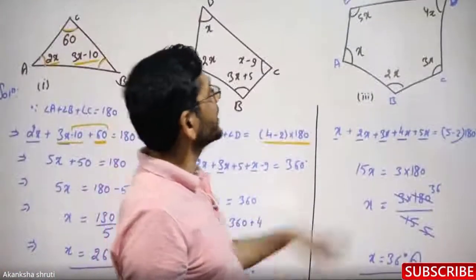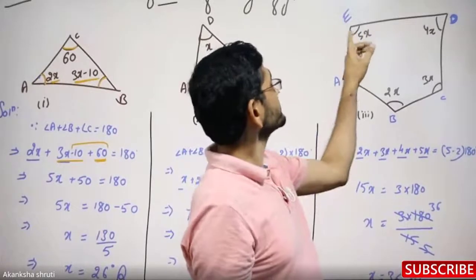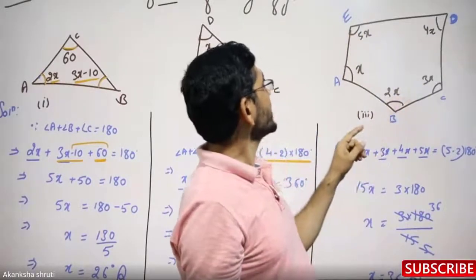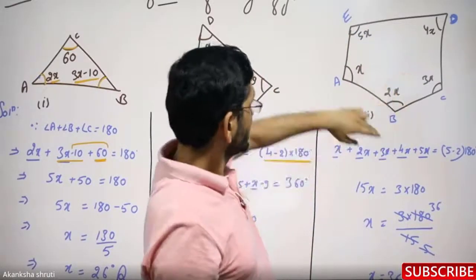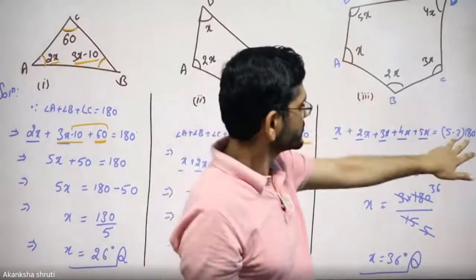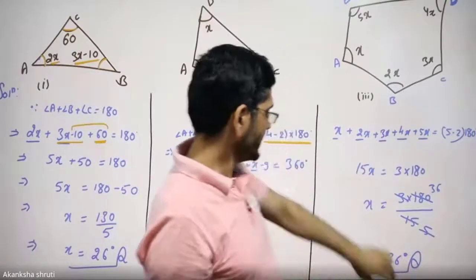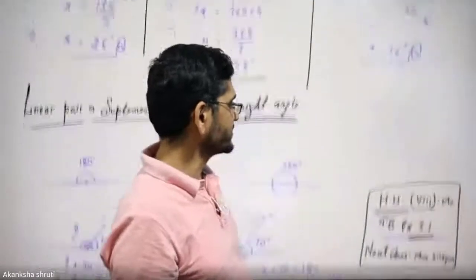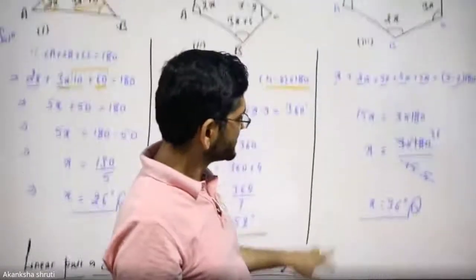Coming to the third figure also, students. It was a pentagon. Here also x had to be determined. So the sum of all these is equal to 5 minus 2 into 180. The x calculated is about 36. Students, here we have just calculated the x.